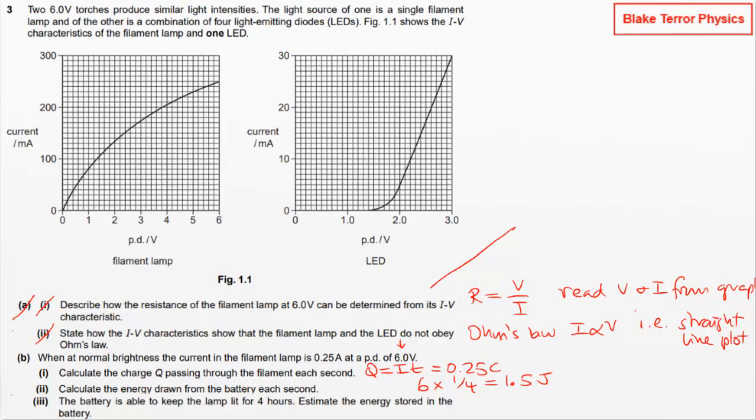The battery is able to keep the lamp lit for 4 hours. Estimate the energy stored in the battery. So we'd have 4 times 60 times 60, that's our number of seconds, times 1.5. Well, what's that going to give us? So 6 times 60 times 60, which is, oh my word. Right, so 6 times 3,600 is giving us 18, and then another 3600, so it's going to be 21,600 joules. Right, they weren't too bad numbers in the end.